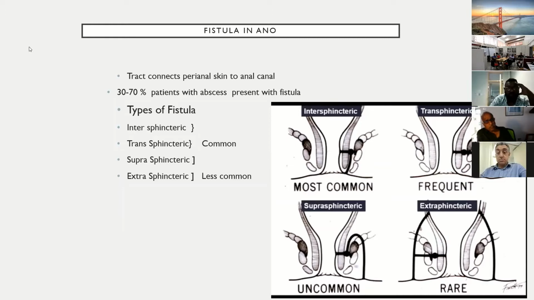So what is a fistula? A fistula is a tract connecting the perianal skin to the anal canal. About 30–70% of patients with abscess present with a fistula. So the common types of fistula are intersphincteric and transsphincteric. The picture on the right-hand side would show you exactly what it is. Suprasphincteric and extrasphincteric are less common, but some of them are iatrogenic.